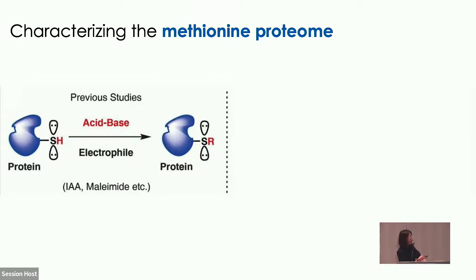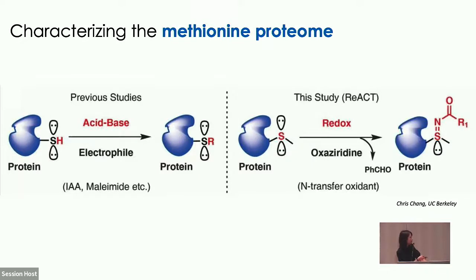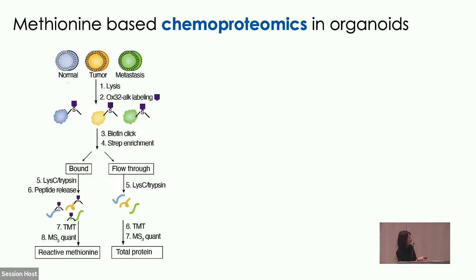About 4 years ago, a paper came out from a chemist's lab, Chris Chang at UC Berkeley, reporting oxaziridine, an N-transfer oxidant able to selectively derivatize reactive methionines. So we quickly reached out to Chris and asked if we could get some of his compounds to measure reactivity changes in the methionine proteome. And he graciously came on board this project. We took oxaziridine, which contains an alkyne handle that allows us to use click chemistry to add on a biotin tag for streptavidin enrichment.